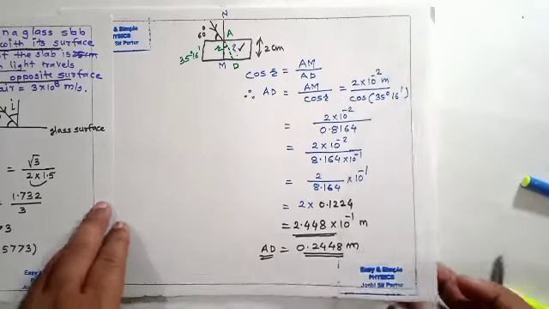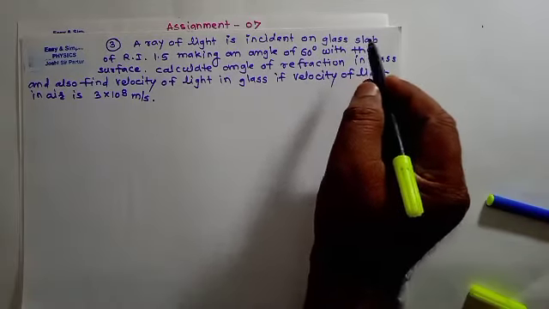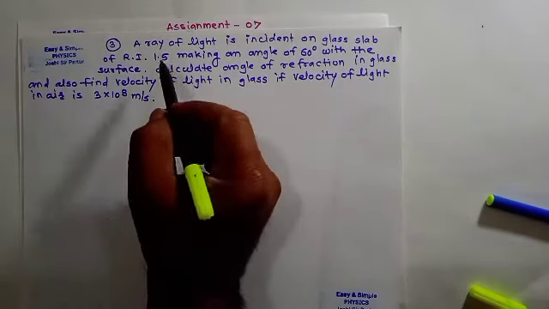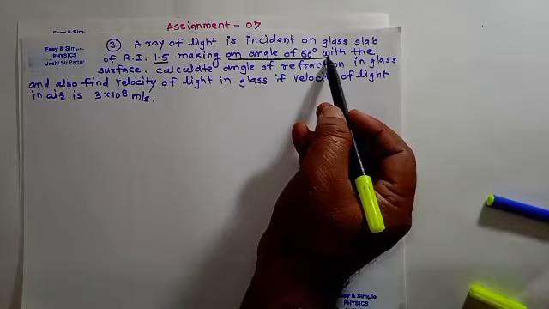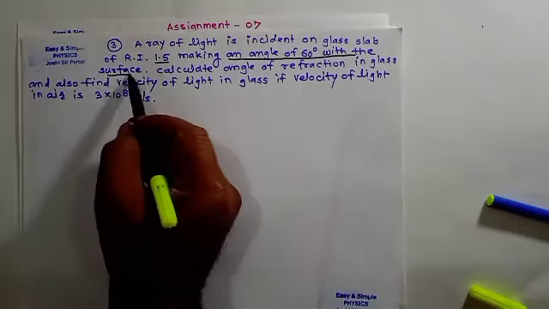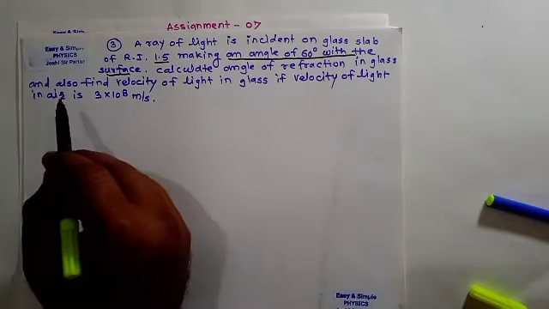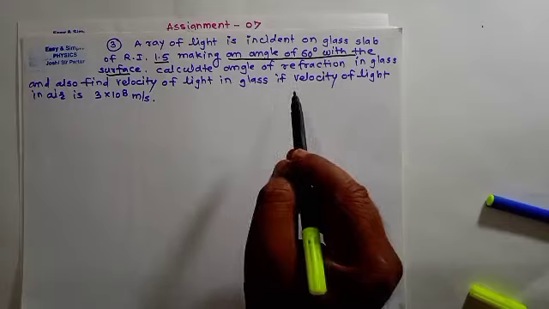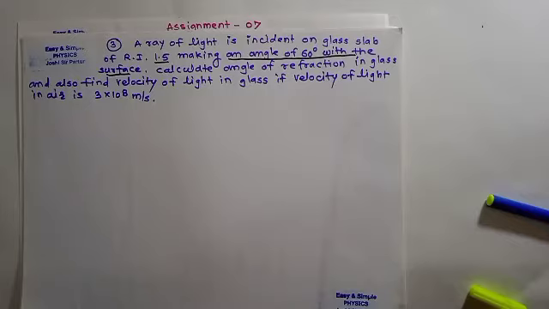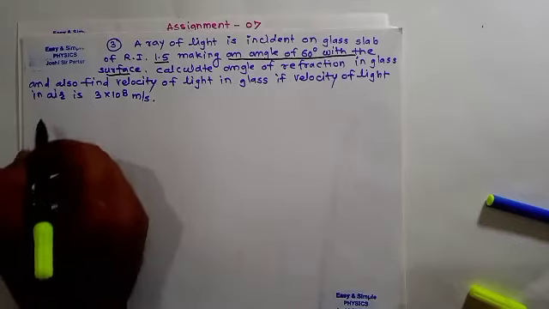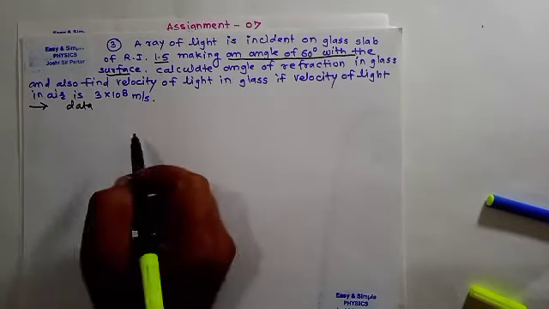Okay. Again, we can solve this: a ray of light is incident on a glass slab of refractive index 1.5, making an angle of 60 degrees with the surface. Calculate the angle of refraction in glass and also find the velocity of light in glass, if the velocity of light in air is 3 into 10 raised to 8. Such types of examples we can solve.